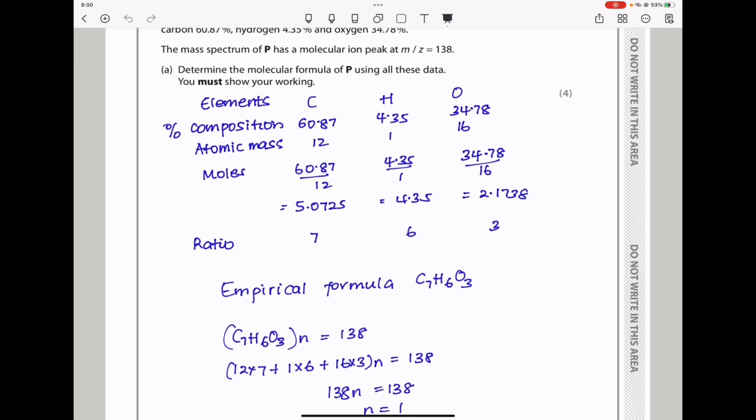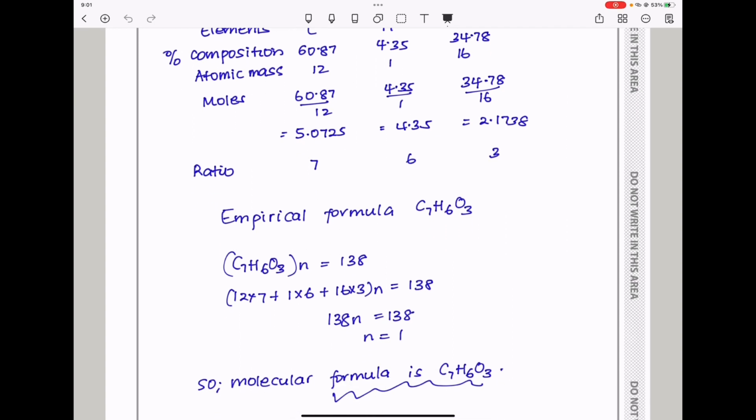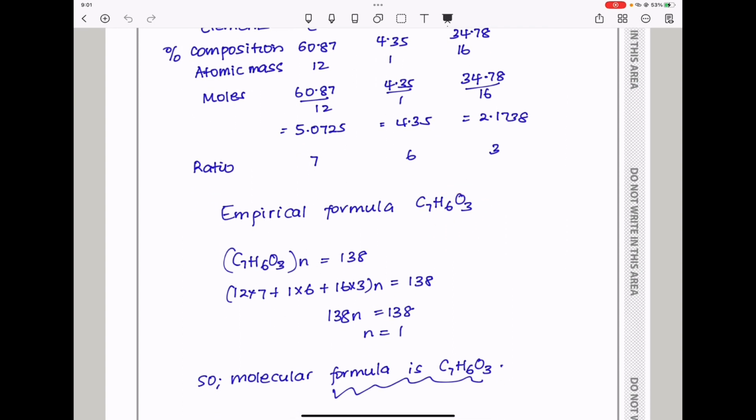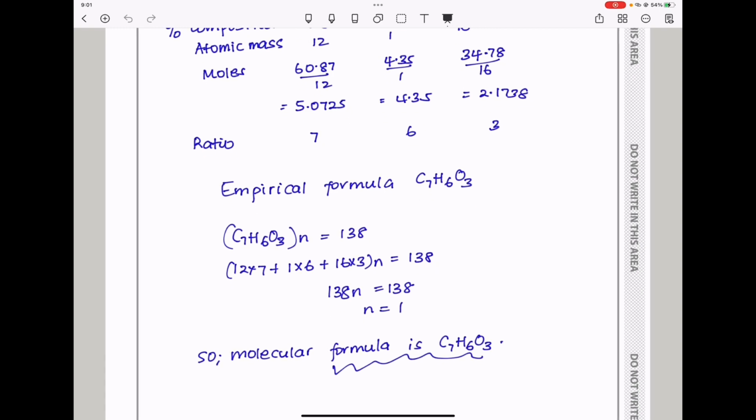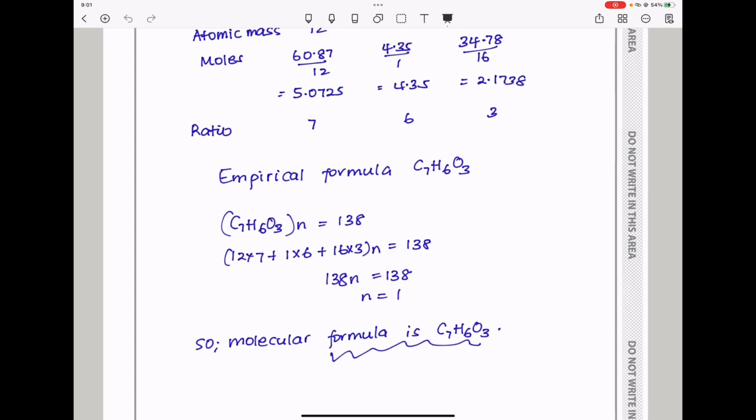And this means the empirical formula is carbon 7, hydrogen 6, and oxygen 3. So that into N equals 138. 12 times 7 plus 1 times 6 plus 16 times 3, into N, gives me 138. I got N is equal to 1. And therefore, the molecular formula and the empirical formula are exactly the same. So this is our molecular formula: carbon 7, hydrogen 6, and oxygen 3.